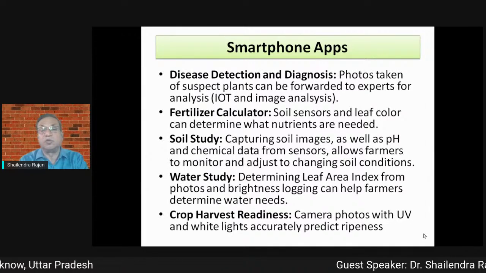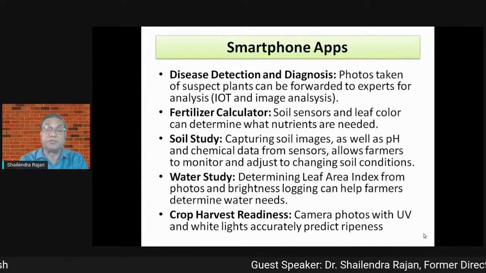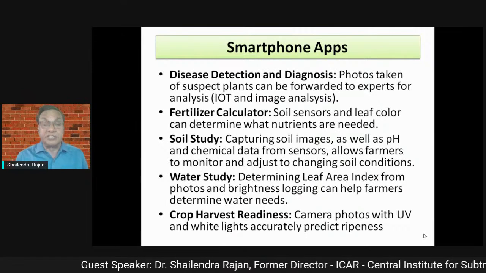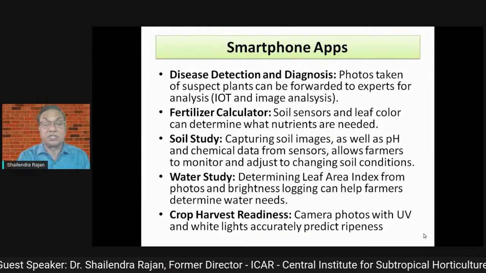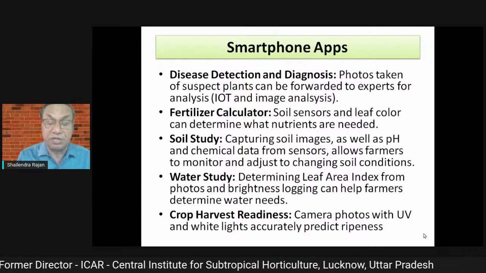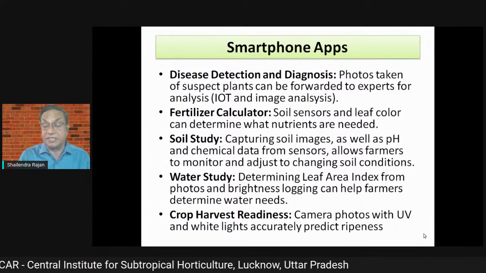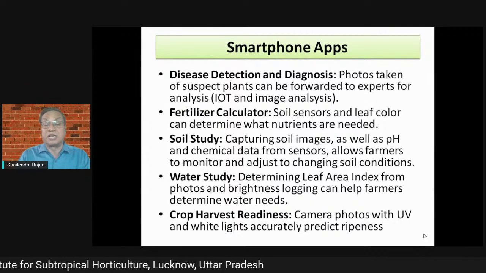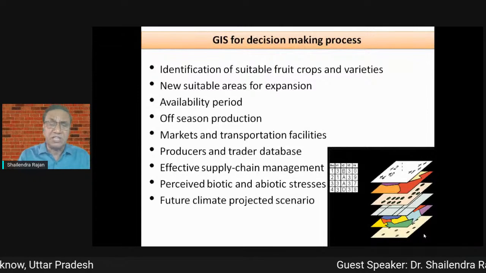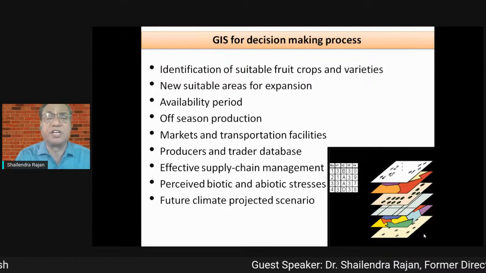Then fertilizer calculators based on sensors for leaf color can determine the nutrient needs, and that can be utilized. Then water requirement can also be assessed, and crop harvest readiness can be assessed through the camera photo which can be attached to a smartphone. It can be done. I will not go into detail on geographical information systems.